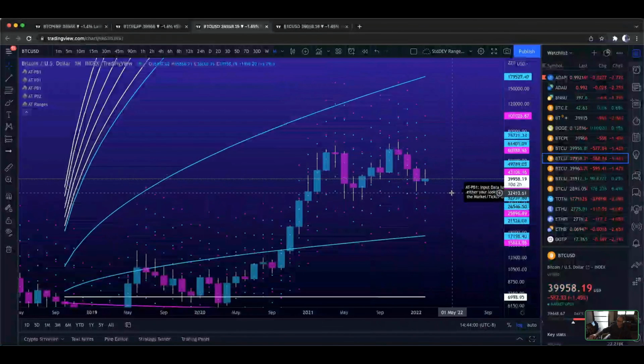I mean, to be honest here, we could see new all-time lows. 33 might not have been the bottom, but we'll see. This still looks good on a macro chart.